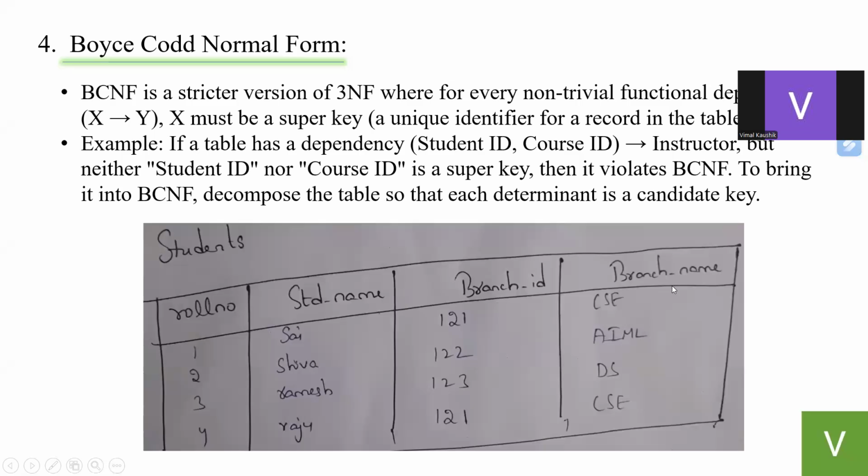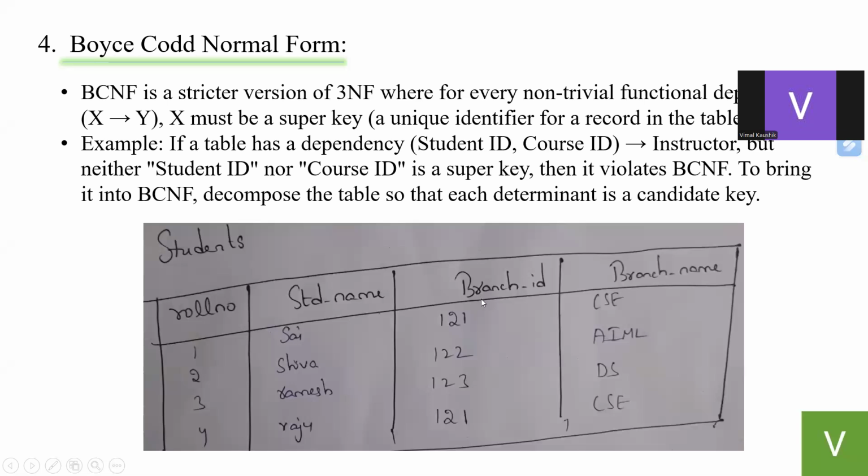Similarly, consider branch ID and branch name. Depending upon the branch name, the branch ID is assigned. So branch name is depending upon the branch ID. But here branch ID is not a primary key, or sorry, super key. Here super key means every value must be unique. See here there are two CSEs, 121 and 121. So this violates the Boyce-Codd normal form.